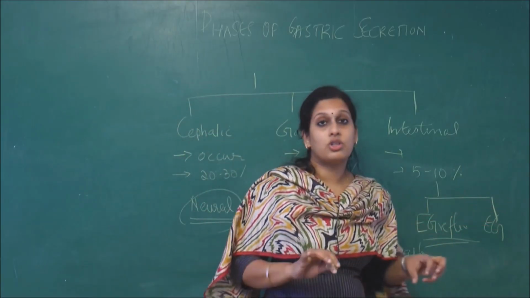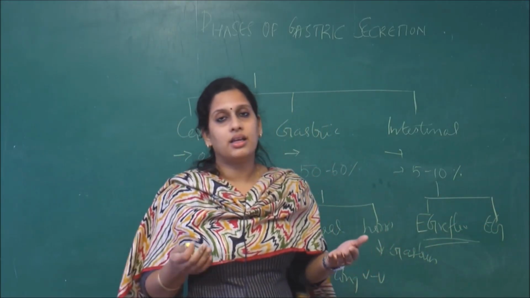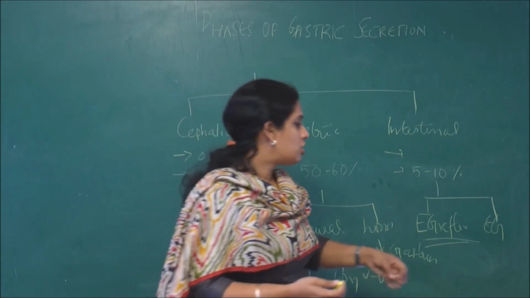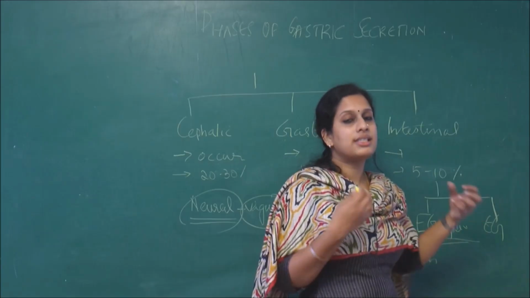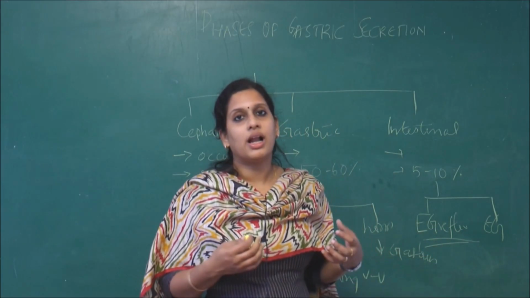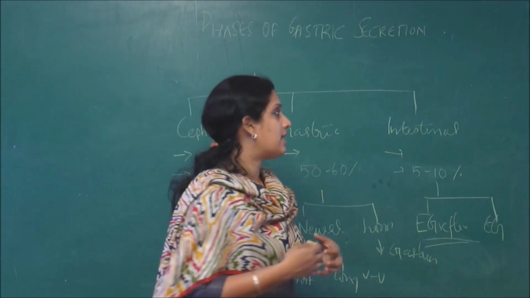And enterogastrones are the hormones released from the small intestine, like CCK (cholecystokinin), secretin, GIP, VIP, etc., which ultimately cause an inhibition of the gastric secretion.